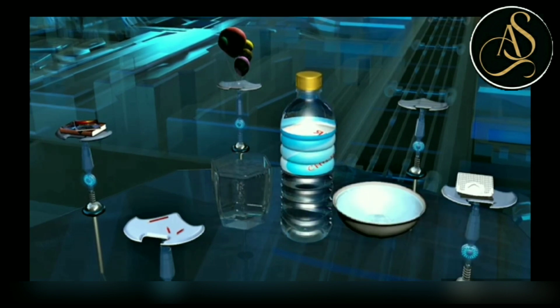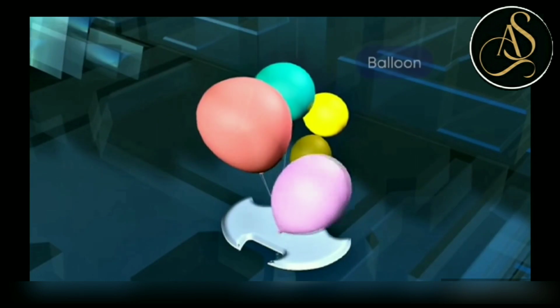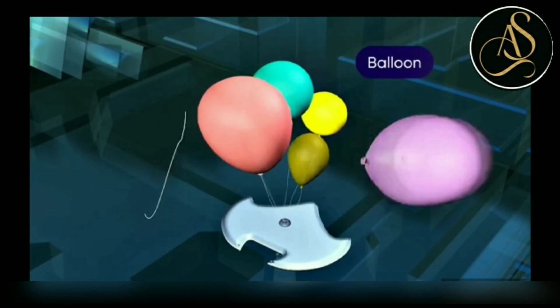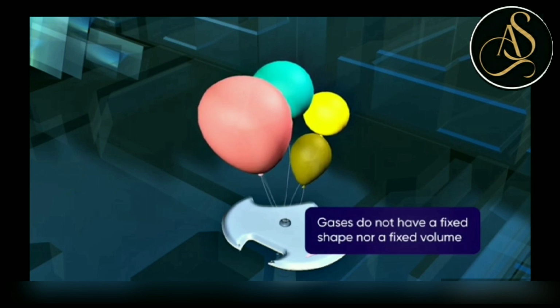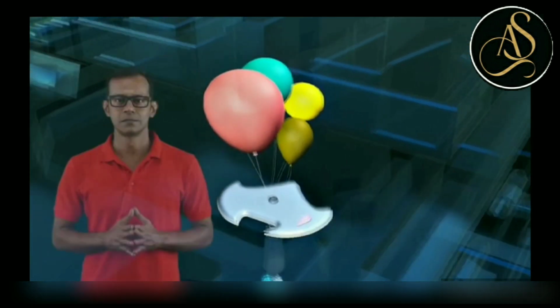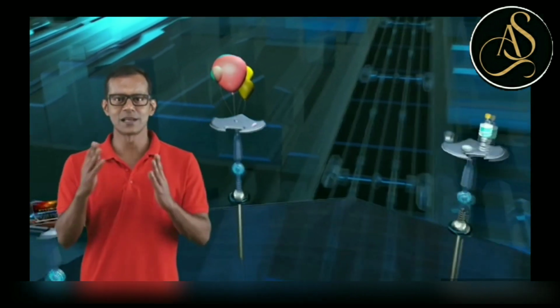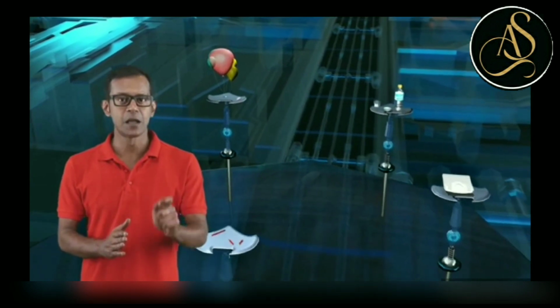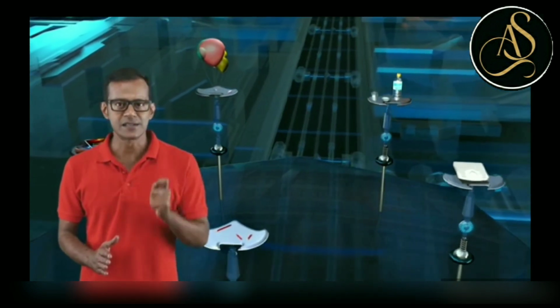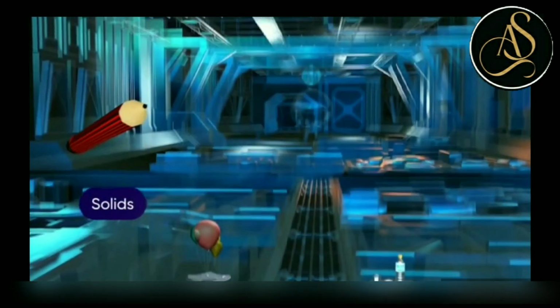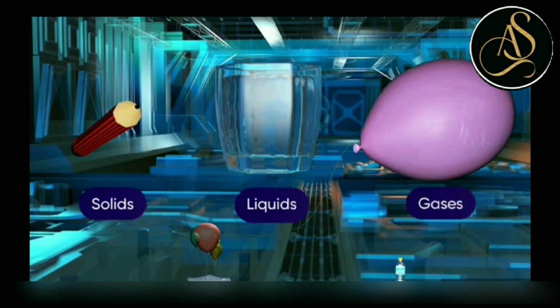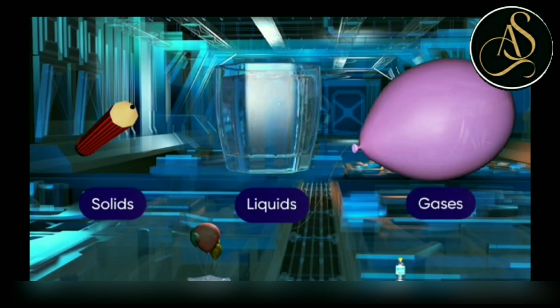On the other hand, the gas which escapes out on deflating a balloon mixes with the air outside the balloon and thus has neither a fixed shape or size nor a fixed volume. In general, all the substances can, in fact, be classified as the three states of matter. We call them solids, liquids, and gases. But how are they different from each other?